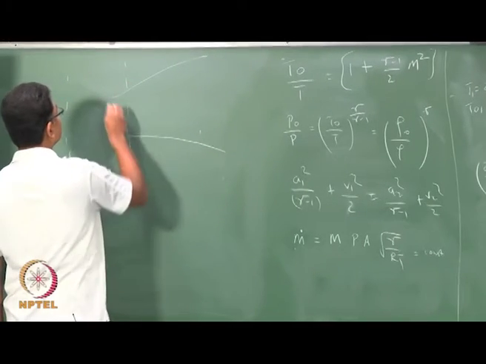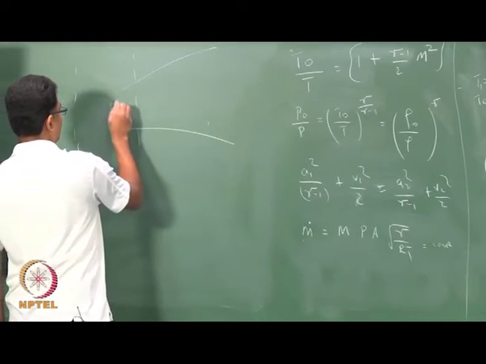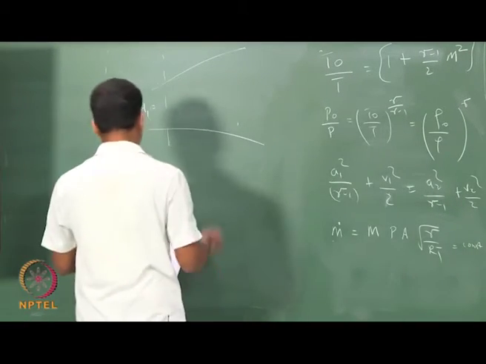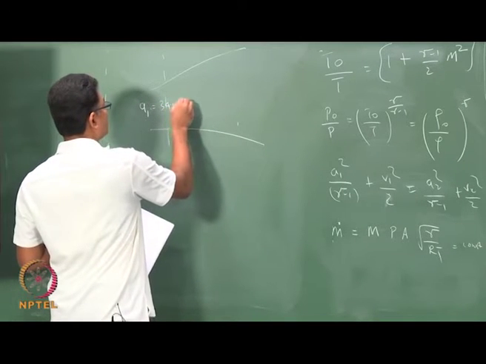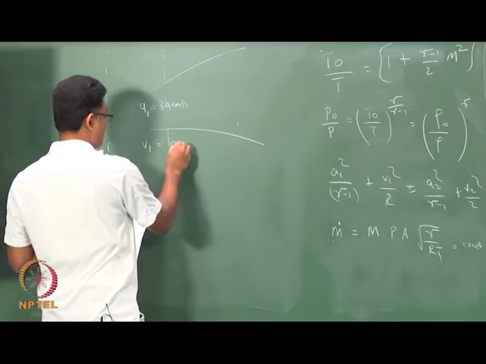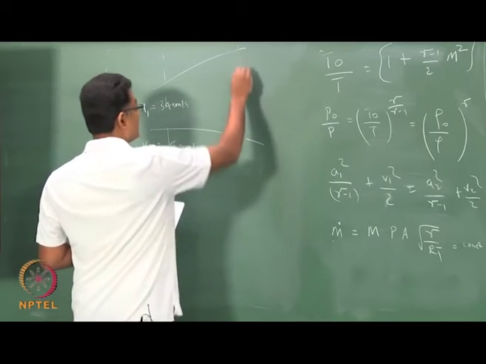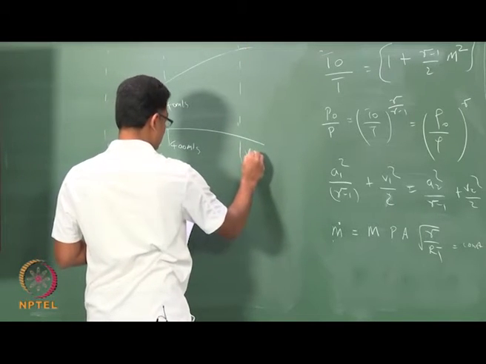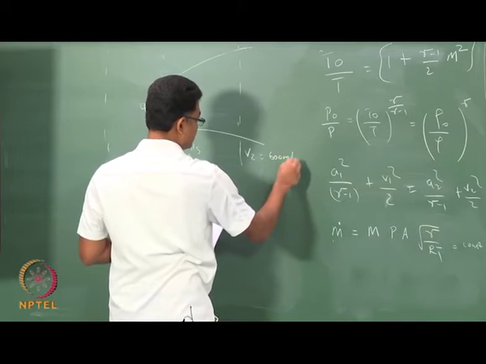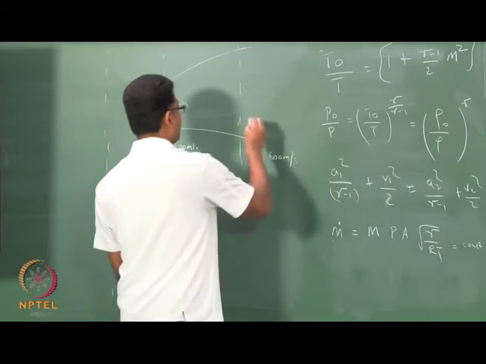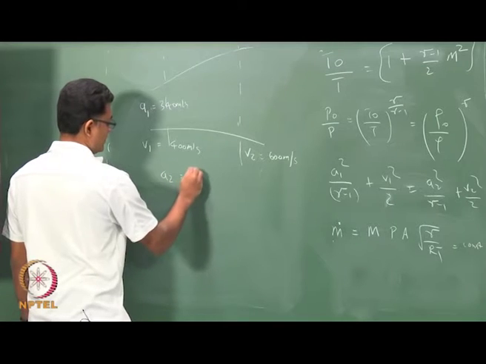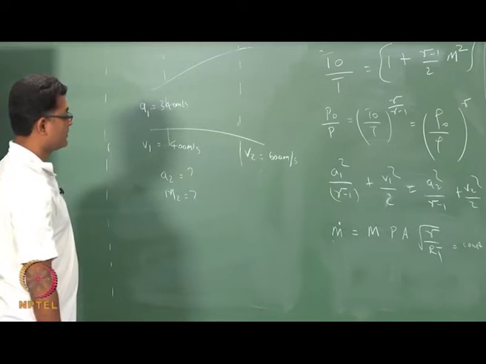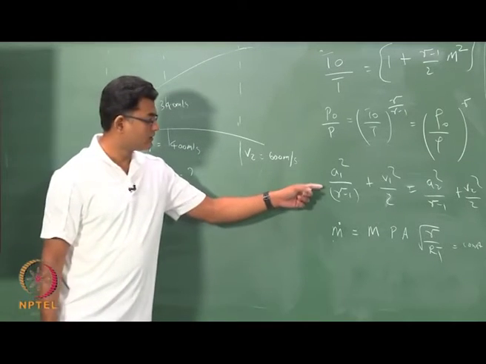If I have A1 to be 340 meters per second, V1 to be 400 meters per second, and if I measure the velocity at section 2, it is 600 meters per second. So, what is my A2, what is my M2? So, it is again this relation.